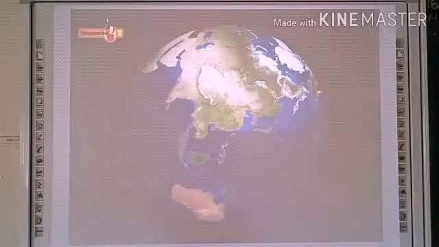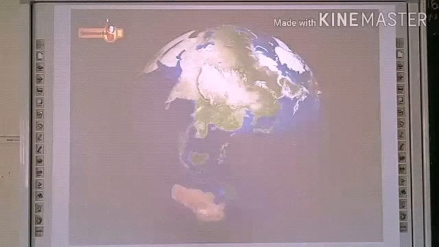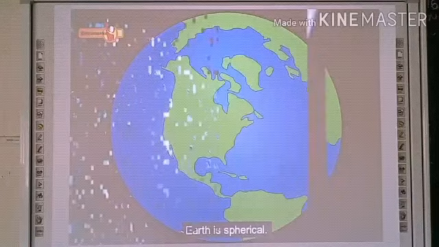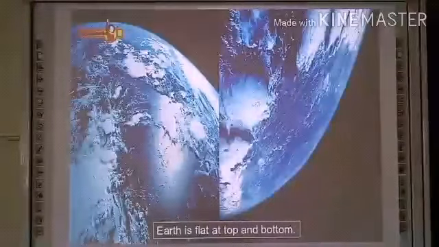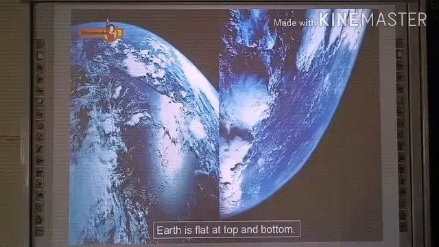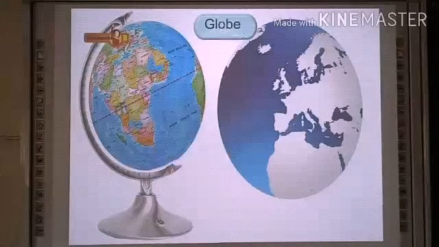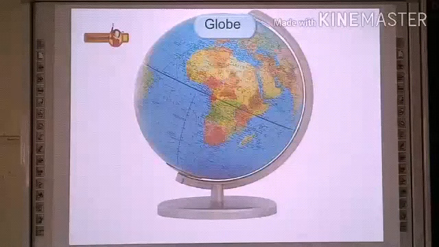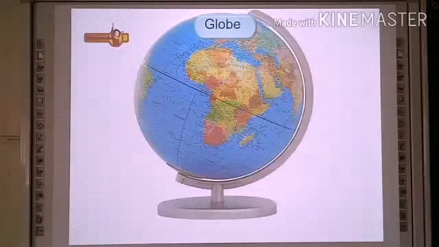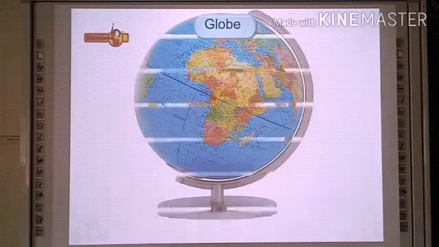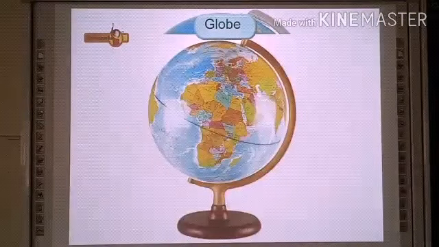Earth seems to appear flat, but it is not. We all know that it is spherical. However, it is very slightly flat at top and bottom. The globe is a miniature model of the Earth, with oceans, seas, countries, and continents, etc., depicted on it on a smaller scale. We can see the shape and location of these features on the globe.